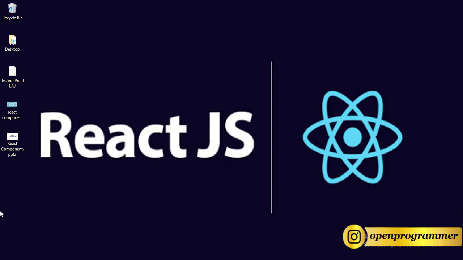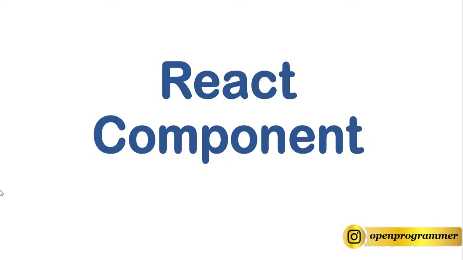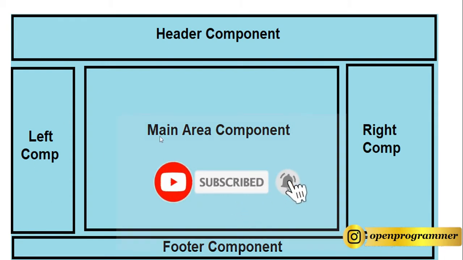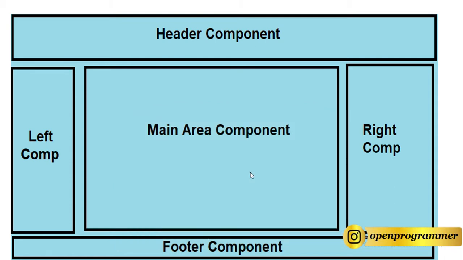In today's video, we will learn about React components. So, what kind of components are there in React and how we can create all of them. As you can see on the screen, we have a single document, or you can say a page, a form, and inside this form, we have header component, left component, main area component, right component, and a footer component. So for a single form, a page, we can have multiple components.